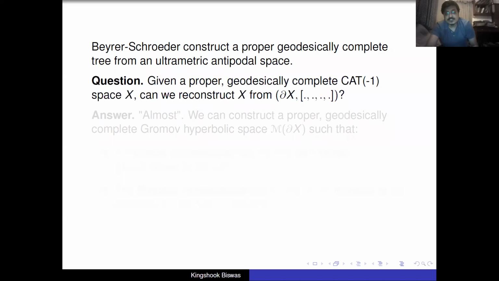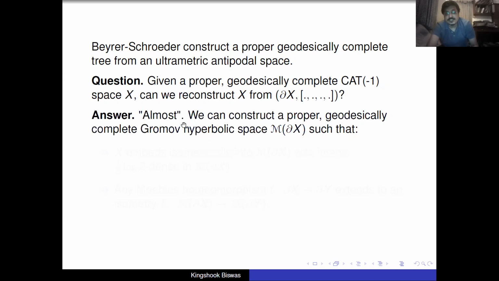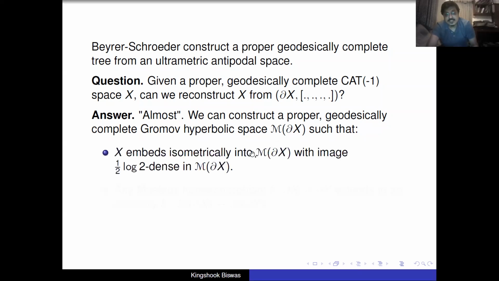And so the natural question is, can we do the same for CAT(-1) spaces? Given a proper geodesically complete CAT(-1) space, can we reconstruct the space X from the boundary equipped with its cross ratio? And the answer is almost. We can construct a proper geodesically complete Gromov hyperbolic space M of ∂X such that X embeds isometrically into M of ∂X, and the image is (1/2) log 2 dense in M of ∂X.